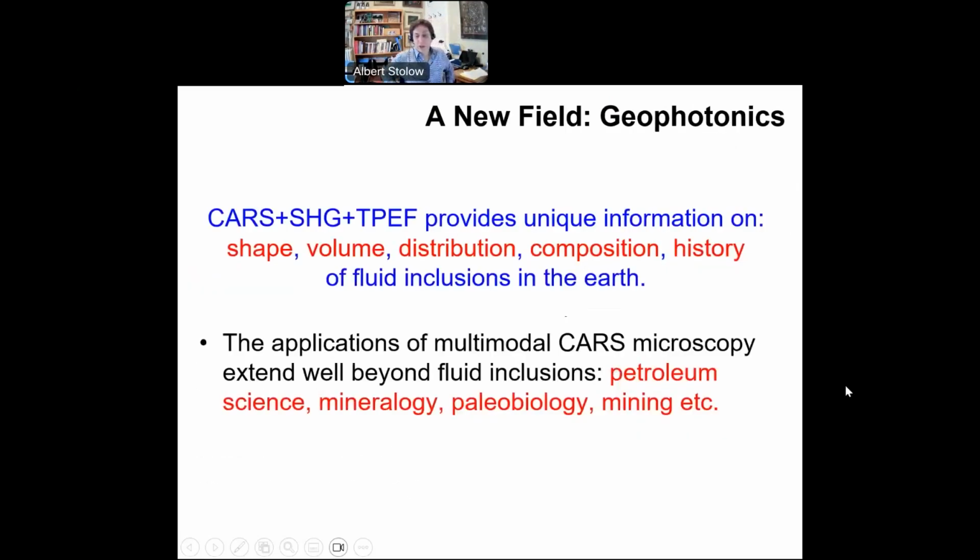This, we argue, is a new field that we call geophotonics. The idea being that if the application of optics and nonlinear optics to biological systems is called biophotonics, then the application to geology and earth sciences should be called geophotonics. So I chose this example to show you that there are many applications of coherent nonlinear optical Raman microscopy beyond just biological imaging.